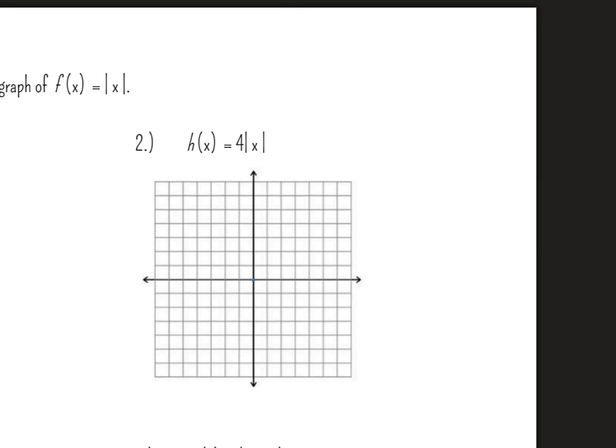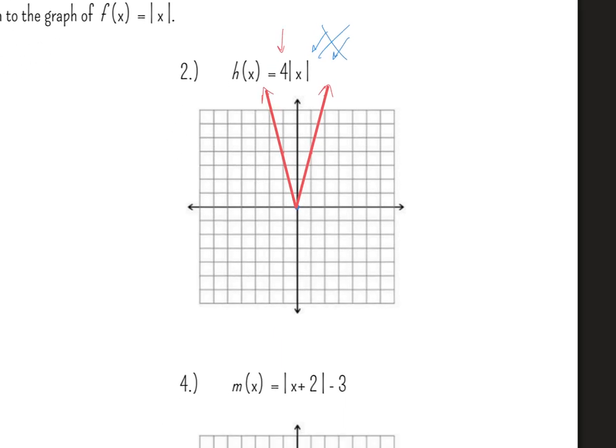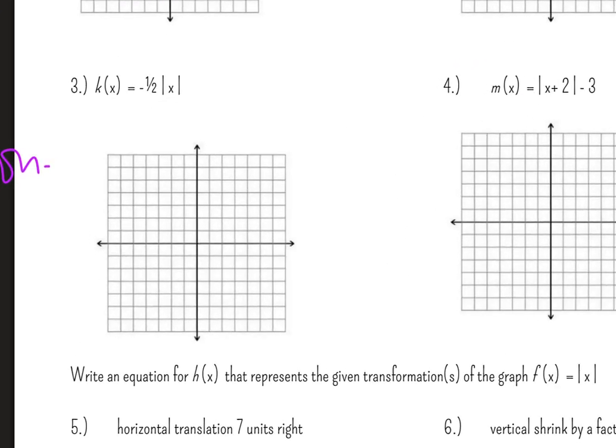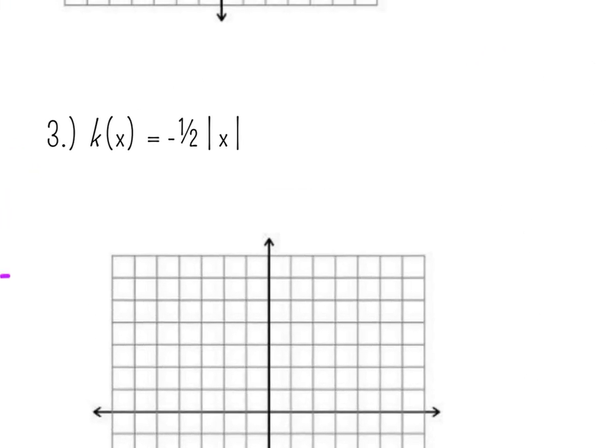There's our vertex, just like the parent, because we didn't move left or right. We didn't move up or down, right? We instead have changed the steepness. We have changed it to a vertical stretch. And if I were to try and stretch it any more, I'd be off the graph. So here we go, like that. Done.